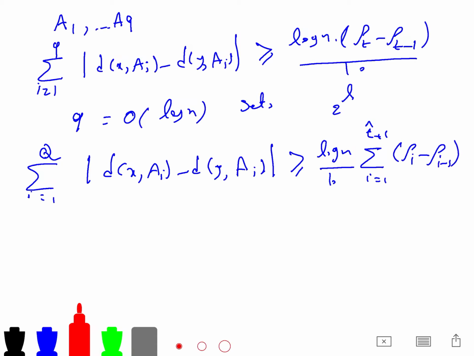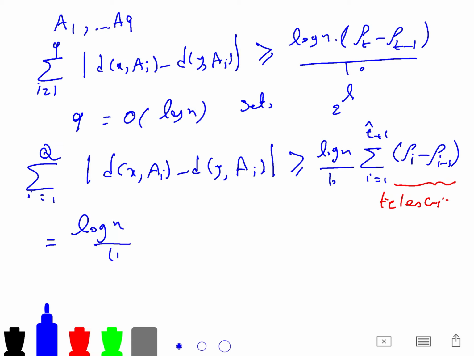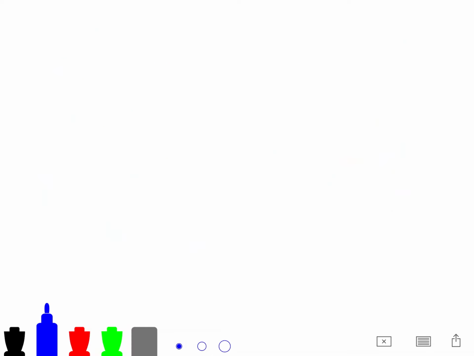And since we love telescopic sums, because it reduces to some interesting and easy things, this is just rho t hat plus 1, and this is greater than, I've shown you geometrically that it is easy to see that this is greater than d of x and y. So we use the triangle inequality here, that d of y and a is less than d of y and x plus d of x and a.